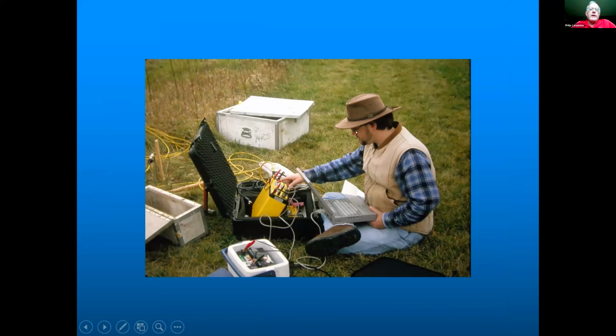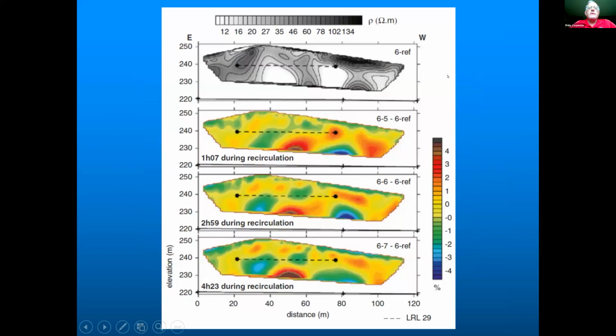So all the data comes to a system like this. This is called the Sting R1 system. She used a slightly different system, but it's powered by a battery and the data is downloaded to a computer. So this is what she saw over time. So as the leachate was being recirculated, she actually saw changes occurring in the landfill itself.